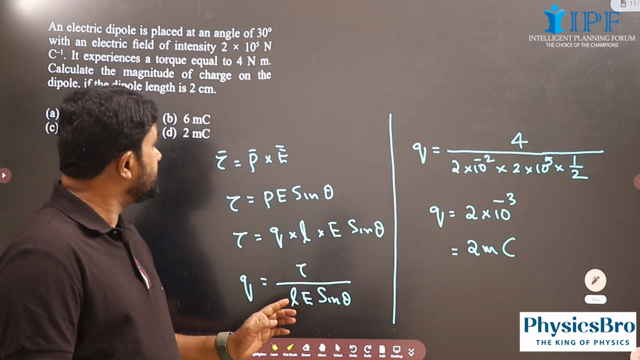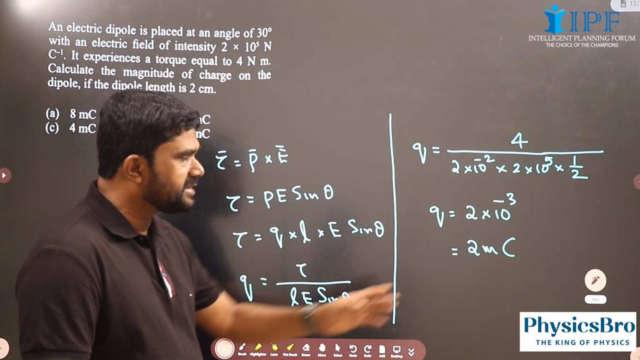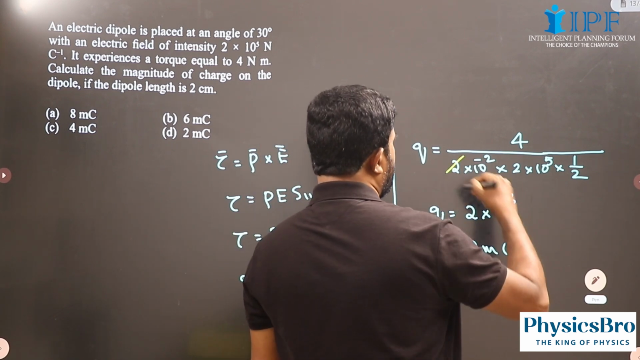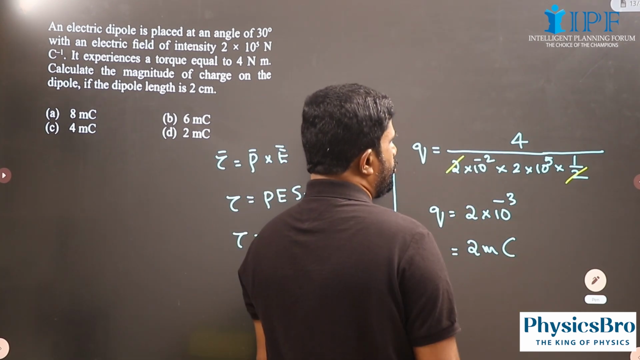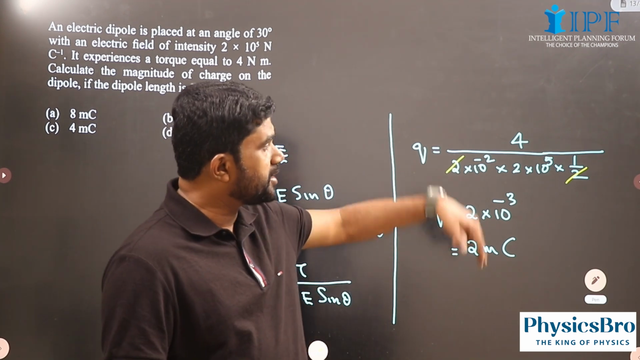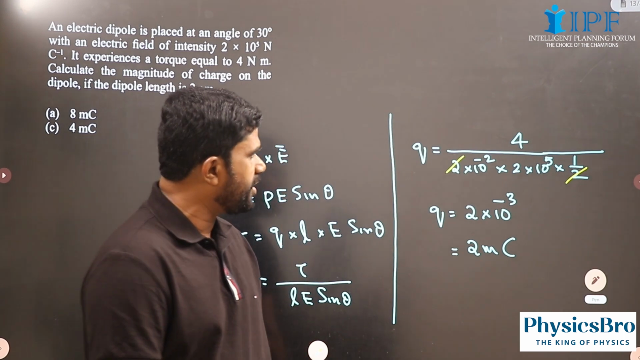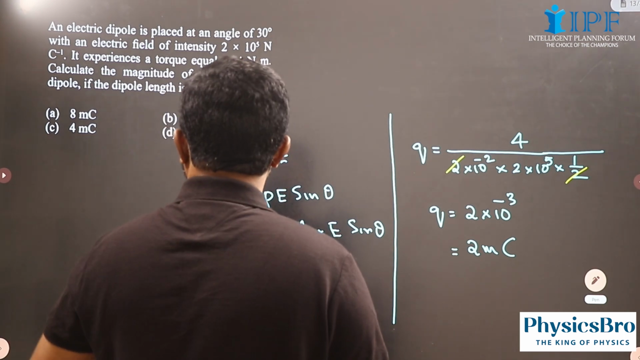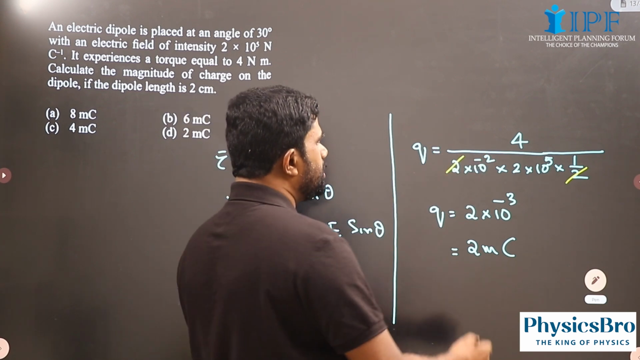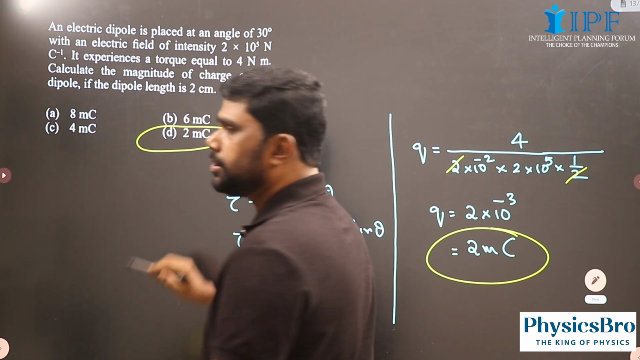And see, intensity of electric field is given as 2 into 10 raised to 5, and theta is 30, so sine 30 will be half. Okay, now see, this 2 and this 2 can be cancelled. 10 raised to 5 and 10 raised to minus 2 will be 10 raised to 3. When it is taken to the numerator, it will be 10 raised to minus 3, and 5 by 2 will be 2.5, not 5 by 2, it is 4 by 2. So it will be 2 millicoulomb. Okay, so it is 2 millicoulombs.